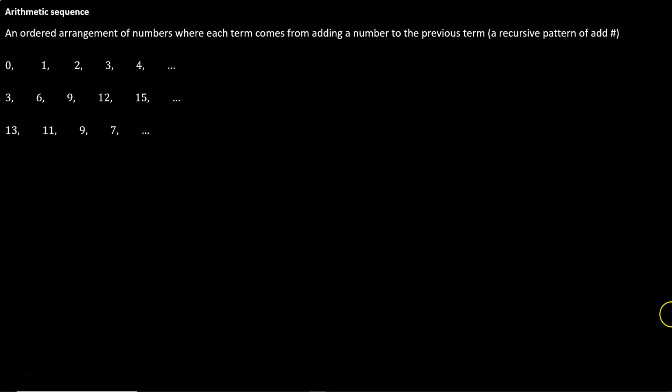That's pretty neat. Of the sequences that we're going to talk about in this section, arithmetic is the first one. A sequence is an ordered arrangement of numbers. An arithmetic sequence is an ordered arrangement of numbers where each term comes from adding a number to the previous term. This is a recursive pattern of adding the same number.